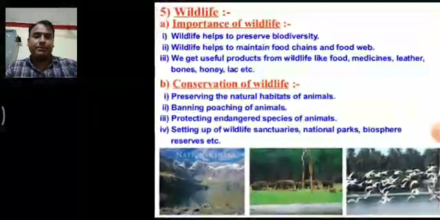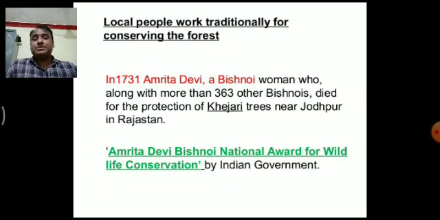Now, participation of local people to conserve forest. In 1731, Amrita Devi, a Vishnoi woman, along with more than 363 other women, died for the protection of khejri trees near Jodhpur in Rajasthan. Amrita Devi Vishnoi National Award for Wildlife Conservation is given by the Indian government.